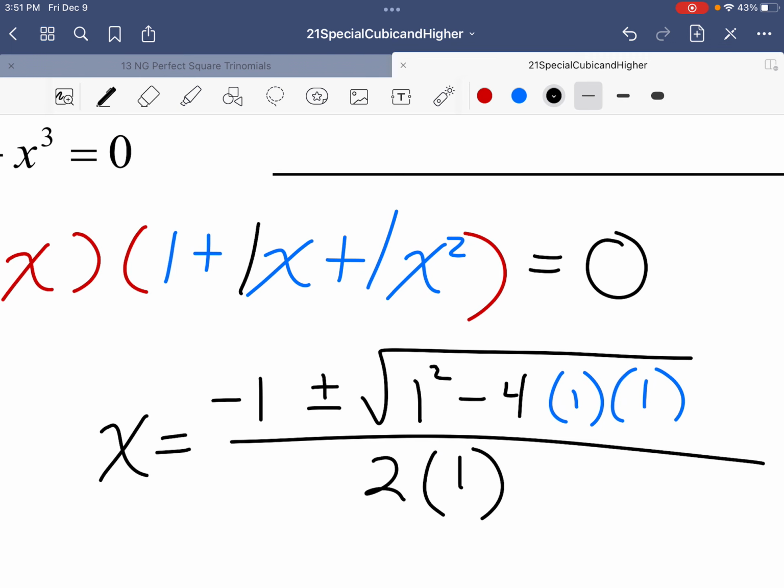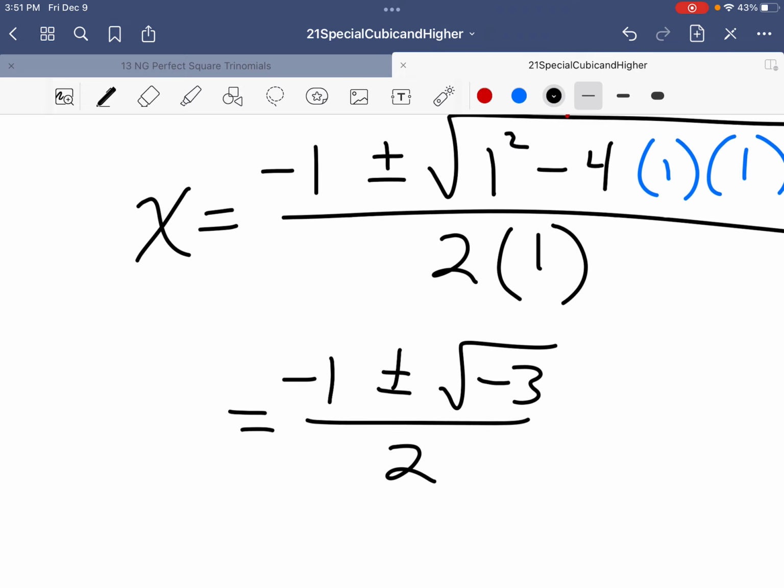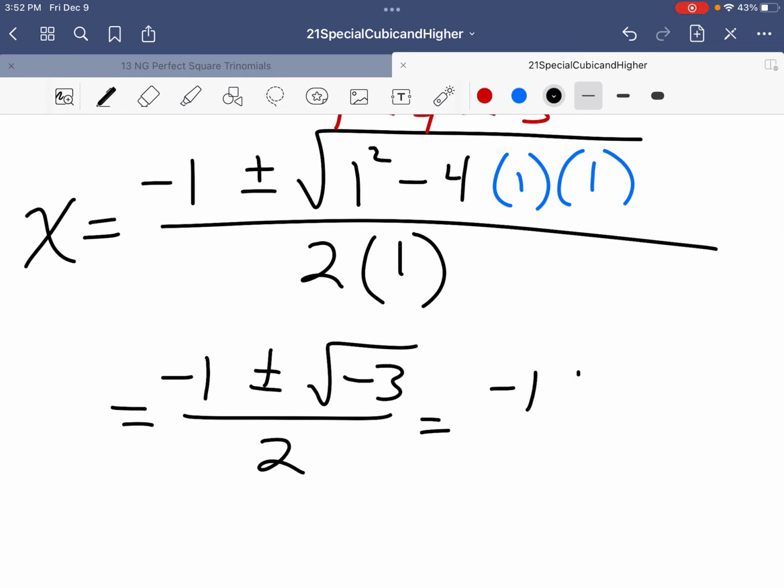Now, if you work this out, you get 1 minus 4. 1 minus 4, that is the square root of negative 3. So I end up with negative 1 plus or minus the square root of negative 3 over 2. Ooh, what's going on here? Well, it's not that bad. It's just an imaginary number. In fact, it actually just comes out to be negative 1 plus or minus i root 3 over 2.